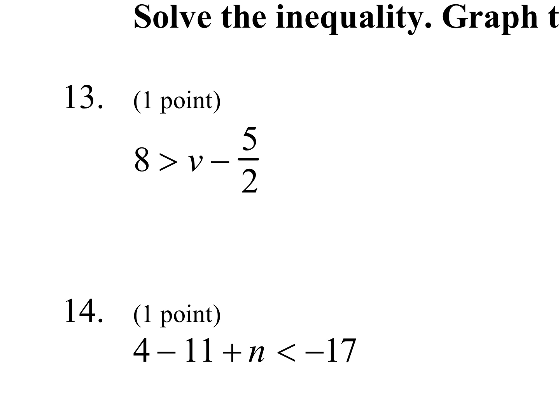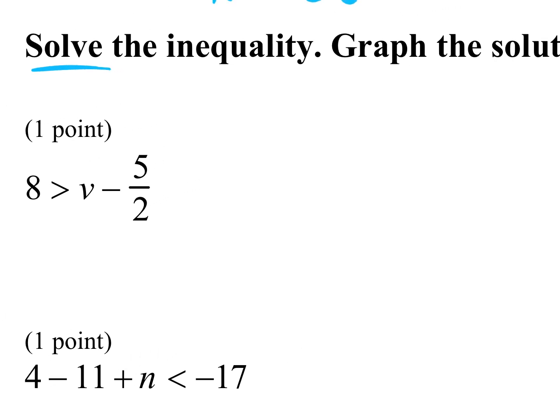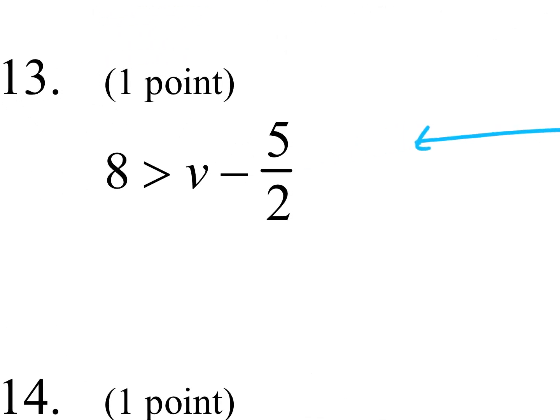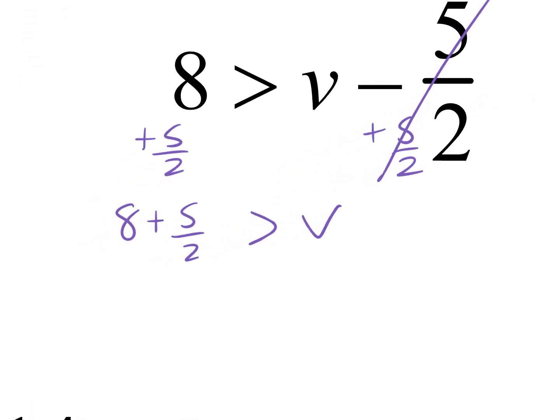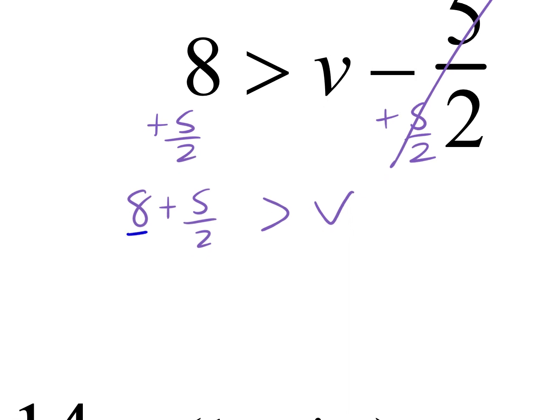For 13, when we are solving inequalities, we solve them similarly to how we would in an equation, if it was an equation. But we just have to put them on a number line to graph. So what would I do to solve for v here? Perfect. Add 5 over 2 to both sides, so it cancels out there. So I have 8 plus 5 over 2 is greater than v. How do I add a fraction and a whole number? Add a whole number of fractions.